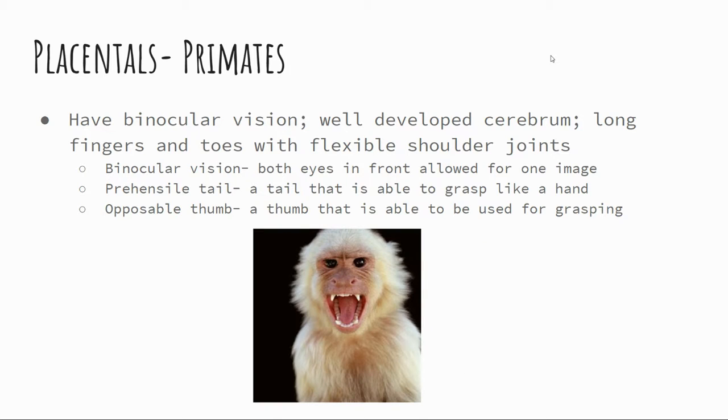With placentals, we look at primates. Primates have binocular vision. They have a well-developed cerebrum. They have long fingers and toes with flexible shoulder joints. Binocular vision means that both eyes are in front, which allows for one image to be interpreted by the brain. A prehensile tail is a tail that is able to grasp like a hand. And the opposable thumb is a thumb that is able to be used for grasping. A very, very important digit on the hand of primates.